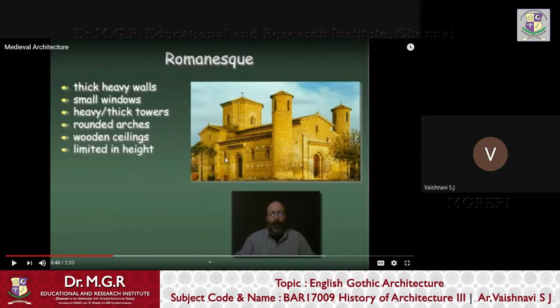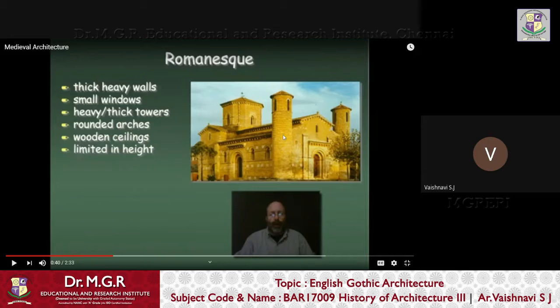In this picture itself, you can see the size of the window, which is very small, and it had heavy and thick towers. So you can see the towers here. All the towers are made up of heavy brick walls. Then next one, they had all types of rounded arches. The internal ceiling was a wooden ceiling, as you saw in the Palatine Chapel, and all the churches were limited in height.